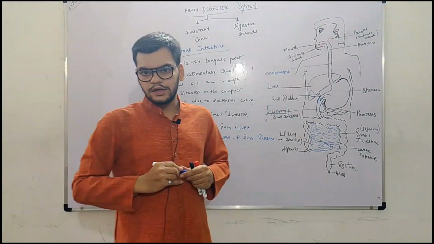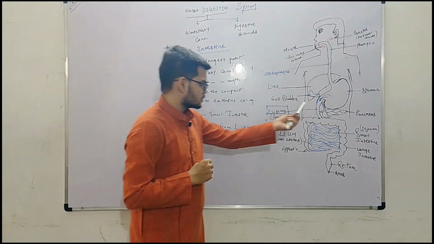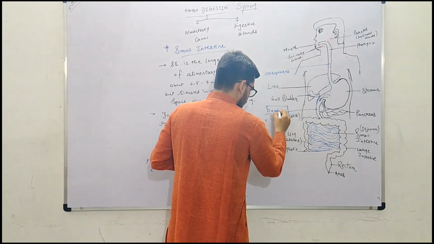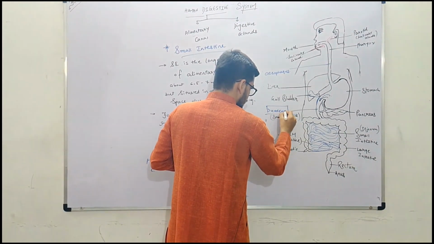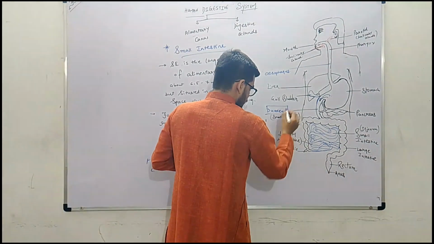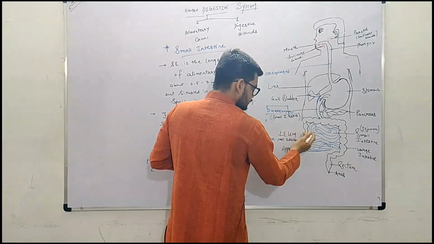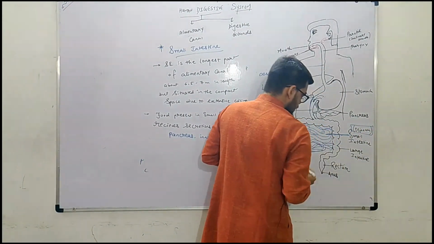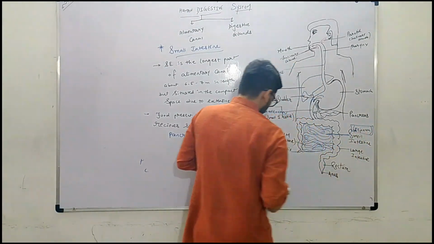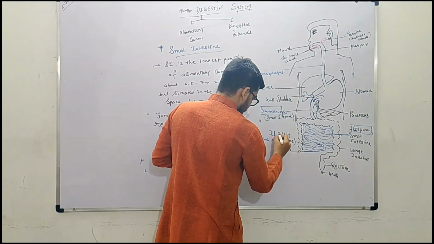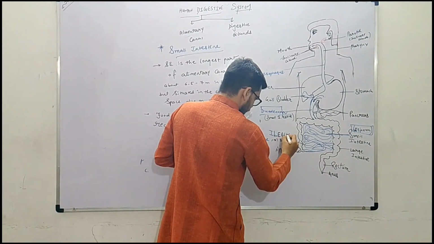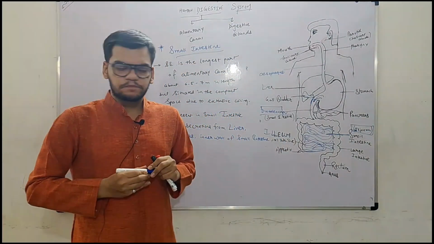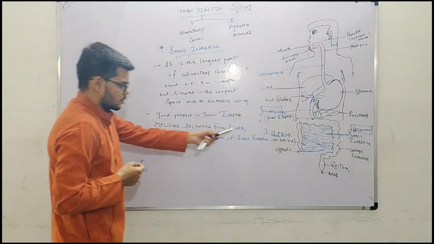And small intestine contains three parts. First is the foremost, that is duodenum, very near to stomach. Then there is second part, the middle one, that is jejunum, and third one is ileum. So first we will discuss about liver.